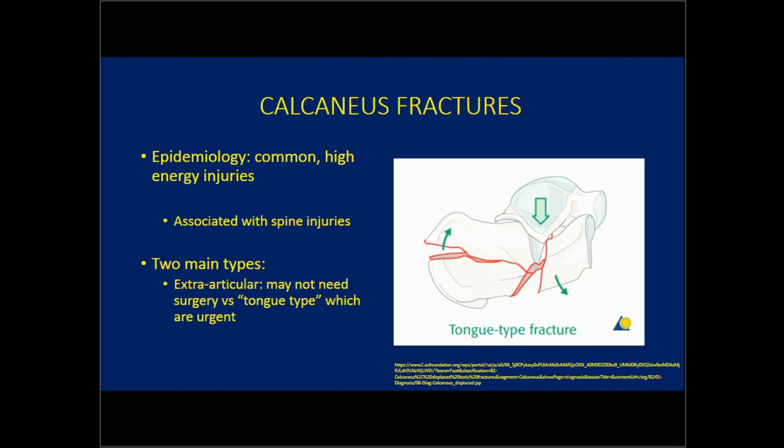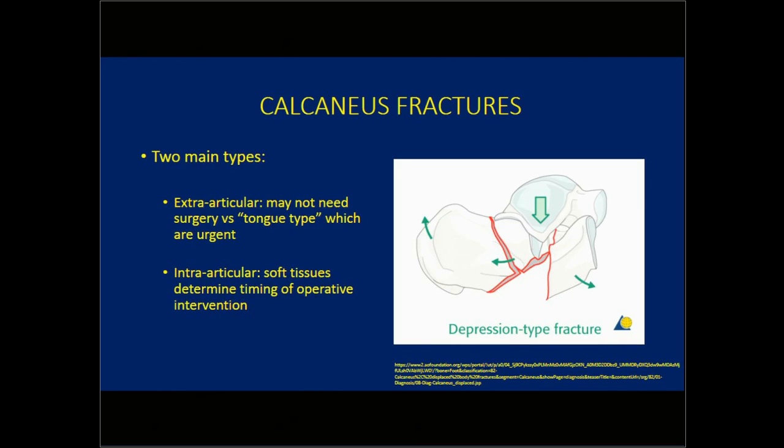If patients don't have any pain in the lumbar spine or in the spine, I usually don't get radiographic workups of that. Two main types: extra-articular, which may or may not need surgery. It's a kind of interesting dichotomy. Either they go to the OR urgently, or actually emergently as soon as possible, or they may not need surgery. The type that do need to go to the OR acutely, emergently, urgent, whatever term you want to use, semantics, are the tongue types, which even though it's extra-articular, or can be extra-articular, they do need to go to the OR quickly because of the soft tissue injury associated with those.